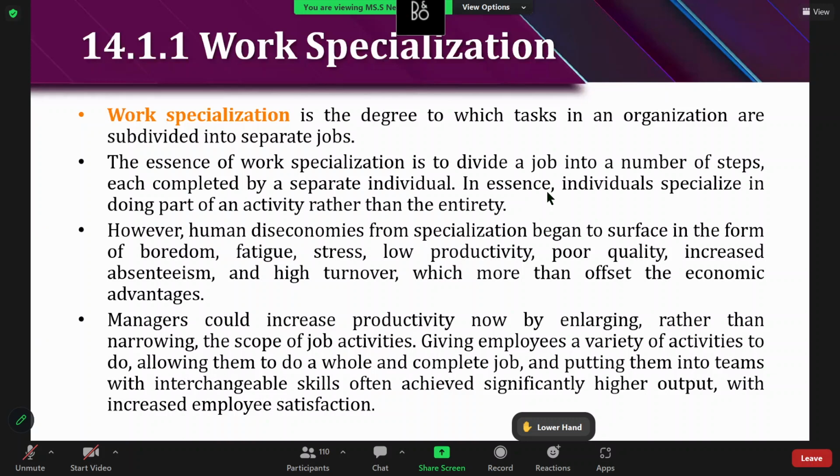So managers could increase productivity by enlarging the job, assigning more and more tasks to the employees rather than letting them do the same task for a long period of time. Rather than narrowing the task, the scope of the activities can be increased. Giving employees a variety of activities is called job enrichment. Maybe for one month they can engage in a particular activity, and for another month they can be transferred to another department, where they will do another part of the activity.